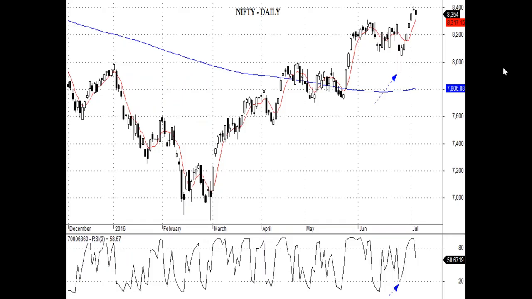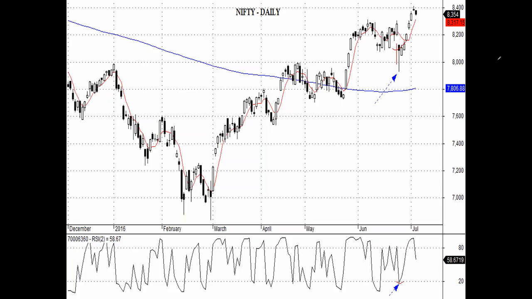Let us see on the chart. So this blue line is the 200 SMA. This red line is the 5 SMA. At this point, the RSI is below 20. The prices are below 5 SMA. All right. First condition, the prices are below 5 SMA.